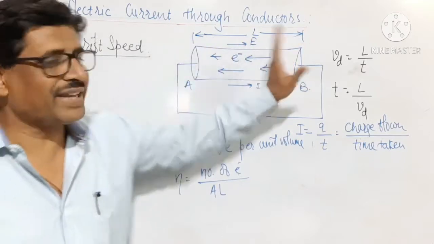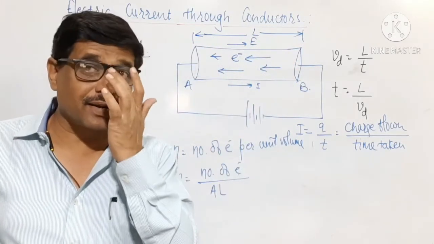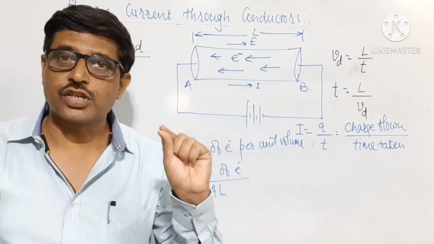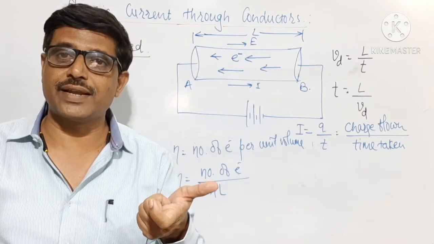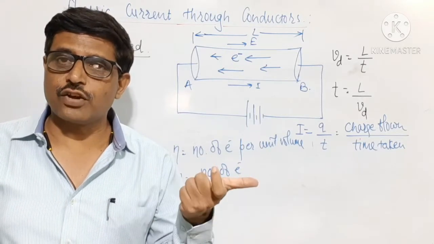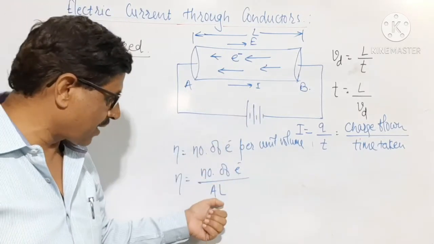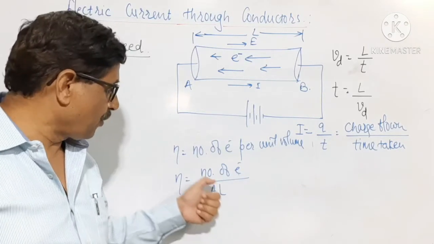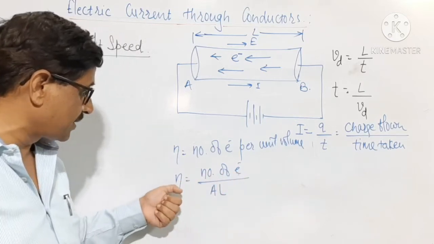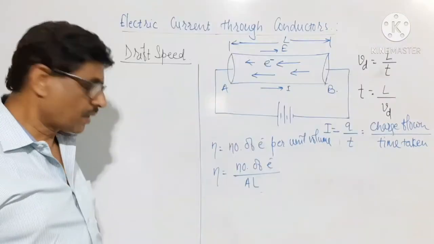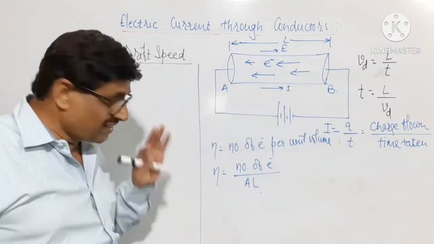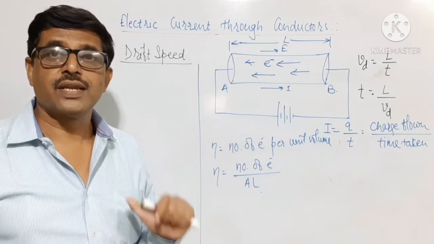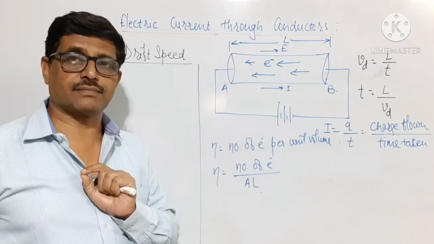The conductor here we are considering is a cylindrical conductor. For a cylindrical conductor, volume is pi r square h. Pi r square is the cross sectional area, h is the length. Instead of pi r square, we are writing this as the cross sectional area A. Therefore, the number of electrons in the conductor is n into A into L. With this, we are able to find the total number of electrons in a given conductor.